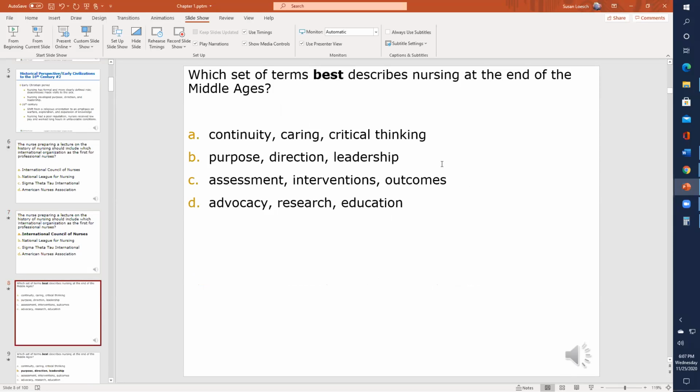Which set of terms best describes nursing at the end of the Middle Ages? What do you guys think? A. Okay, actually B. It started to develop purpose, direction, and leadership. Okay, during the Middle Ages, nursing began to have a more clearly defined role, where members of the religious order gave nursing care. The nursing orders were founded, and nursing became a respected vocation. Although the Middle Ages ended up in chaos, nursing had developed purpose, direction, and leadership.